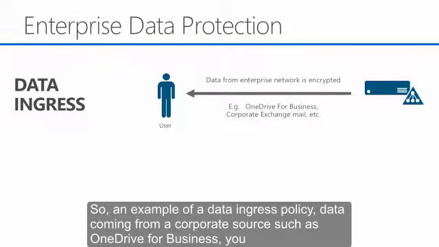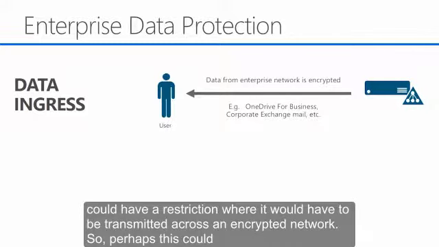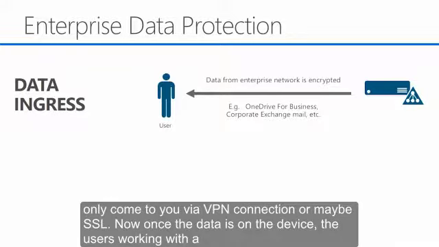So an example of a data ingress policy, data coming from a corporate source such as OneDrive for Business, you could have a restriction where it would have to be transmitted across an encrypted network. So perhaps this could only come to you via a VPN connection or maybe SSL.